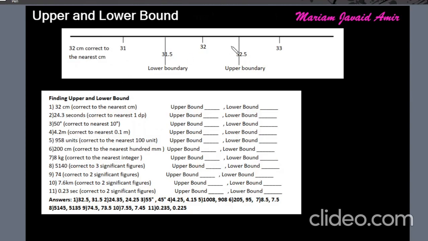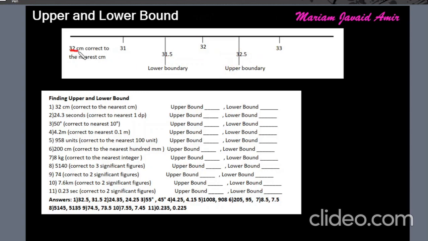Okay, so we have a number 32 and we need to look for the largest value that will round off to 32. That will be 32.5. Anything bigger than 32.5 will get rounded off to 33, and similarly anything bigger than 31.5 will be rounded off to 32, and anything less than 31.5 will be rounded off to 31. So this is how you find the upper bound and lower bound.